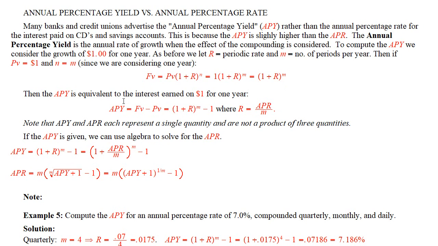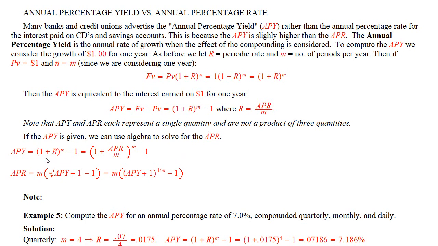And then your APY is going to be the interest earned on $1. So you take your future value, subtract off the present. Well, here's your future value from right there, and subtract off the $1 you started with. So this right here, that's your APY. And remember, R is APR divided by M.